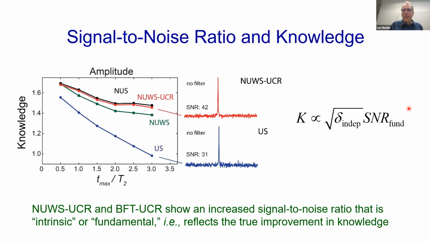Both the BFT UCR and the NUWS UCR show increased signal to noise ratios compared to uniform sampling of about 30 to 50%, just mirroring the gains on these plots. And this increase in signal to noise is intrinsic. It's not just apparent.